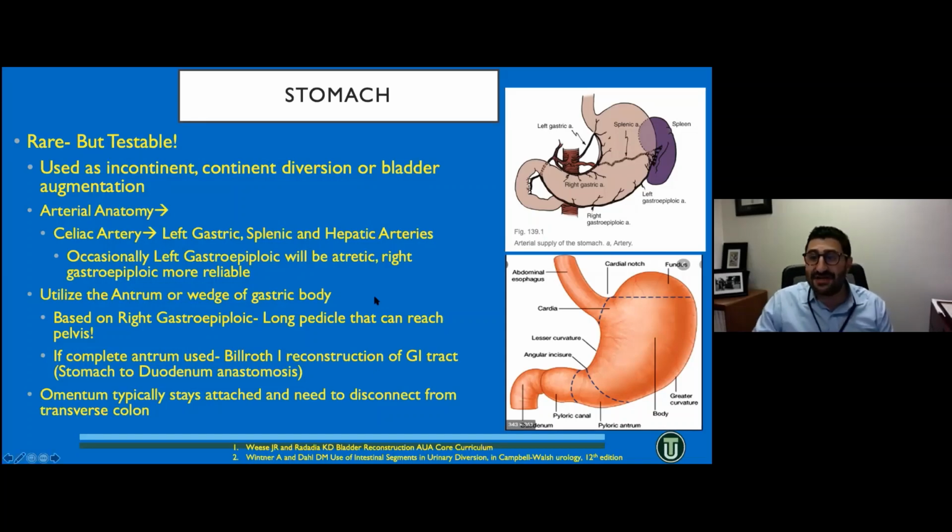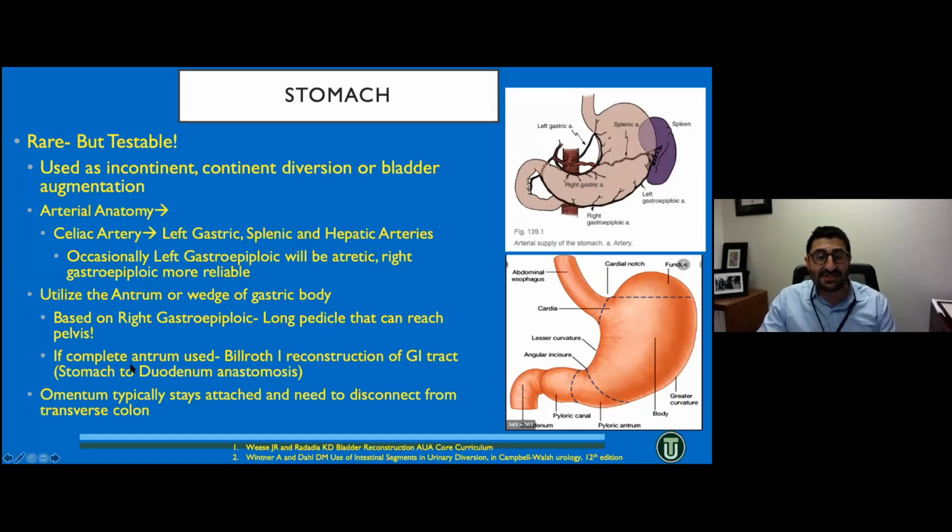The arterial anatomy comes from the celiac artery, which branches into the left gastric, splenic, and hepatic arteries. Occasionally, the left gastroepiploic will be atretic, and the right gastroepiploic tends to be more reliable. When this is used, they utilize the antrum or a wedge of the gastric body, and this is based typically on the right gastroepiploic artery. And this is actually a really long pedicle that can reach all the way down into the pelvis.